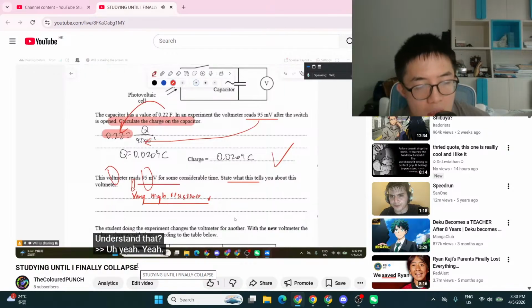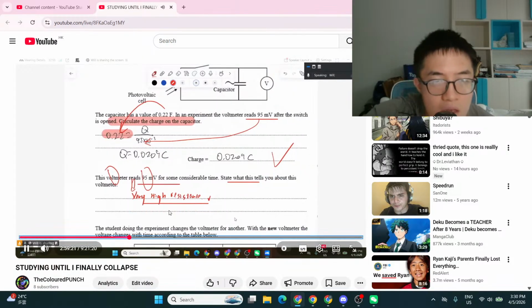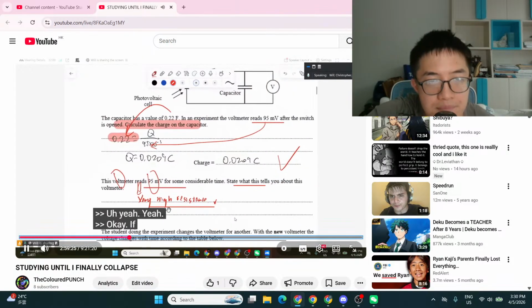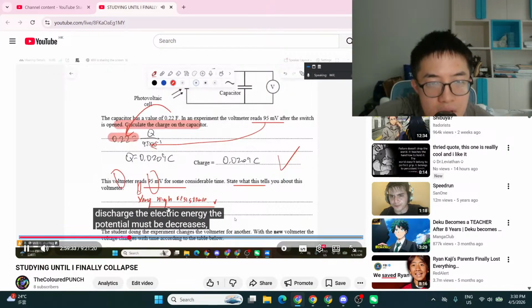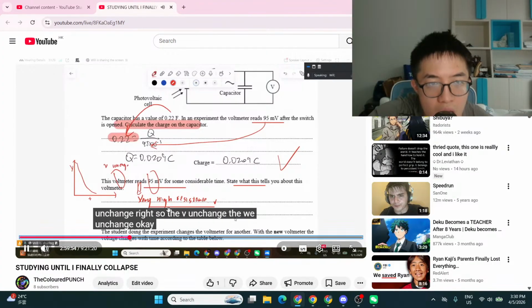If the capacitor discharges electrical energy, the potential must decrease, right? In the discharge process, as time increases, the potential will decrease. But the voltmeter reading is unchanged, so V is unchanged. If V is unchanged, the process is not discharging.